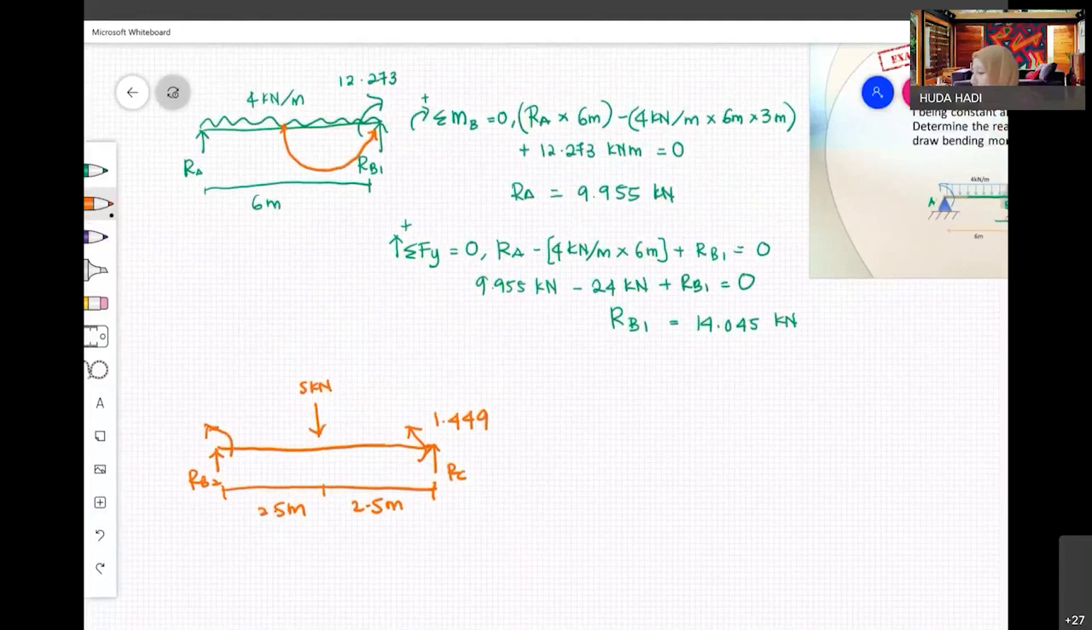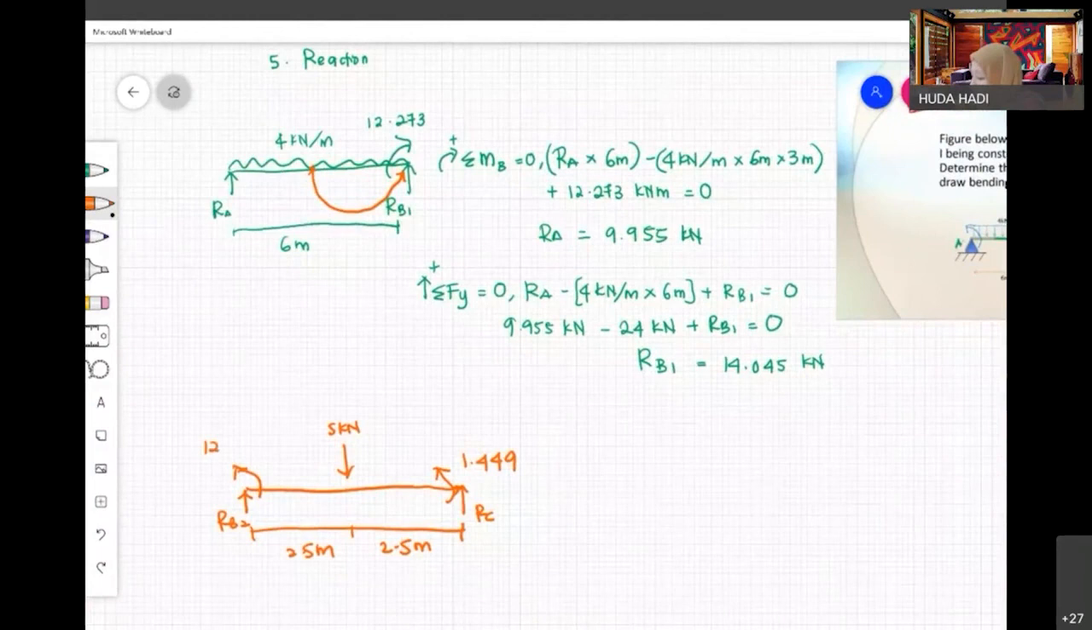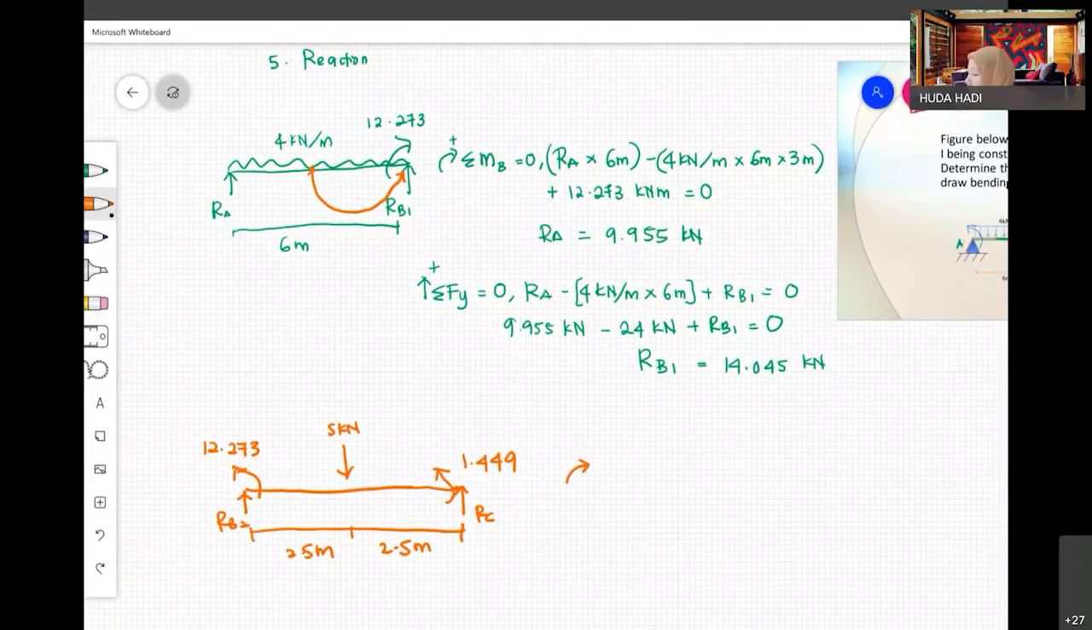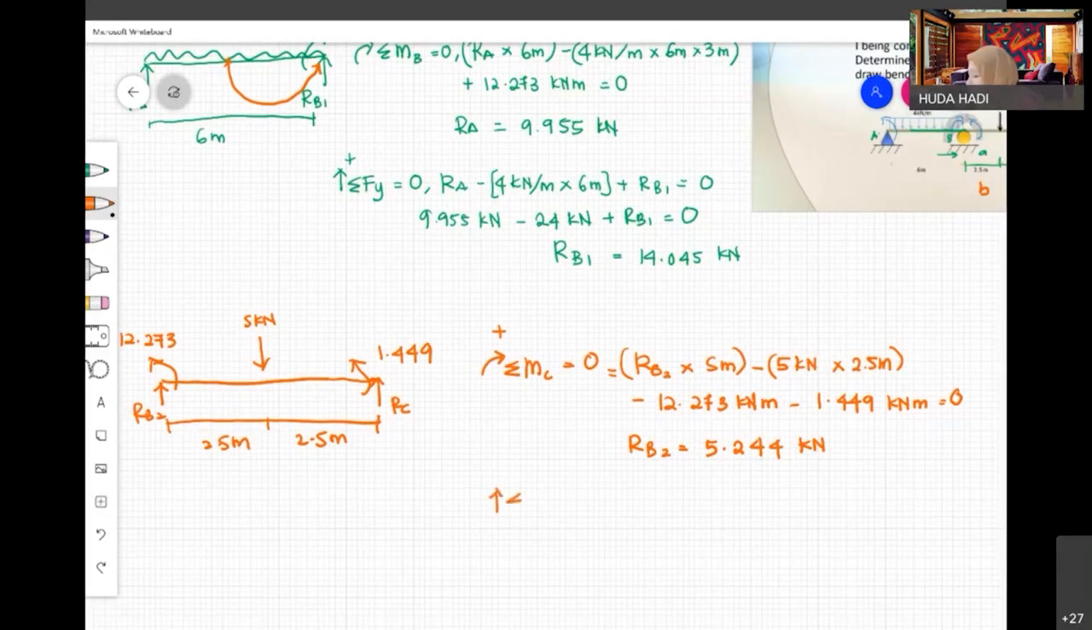And the one yang RB2 ni negative 12.273. Okay, so this one is 12.273. Kita kira RB2 pakai moment equation. And then minus 12.273 kilonewton meter. Okay, dah ada moment. And minus lagi dengan 1.449 kilonewton meter, sebab you dapat moment tu negatif juga. So ada dua moment yang negatif dekat sini, dan you boleh calculate RB. We do force equation.